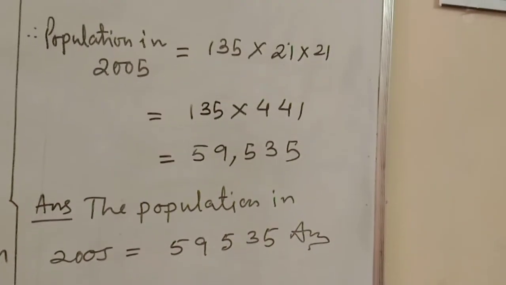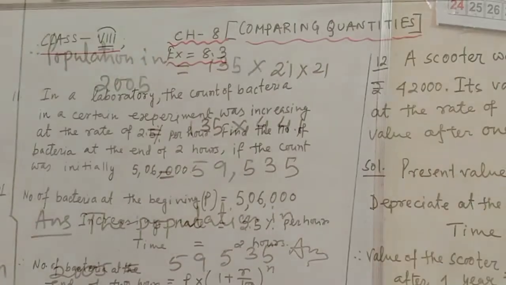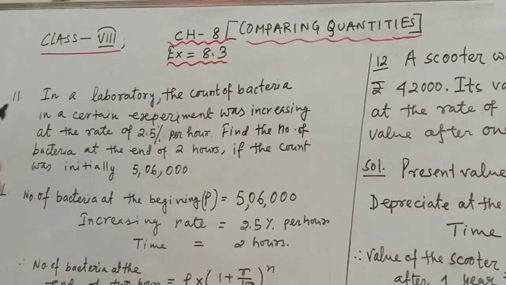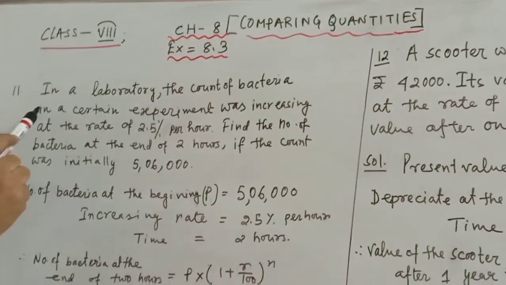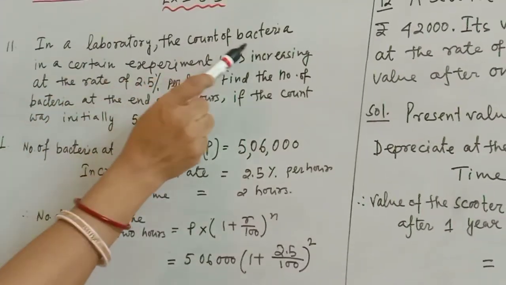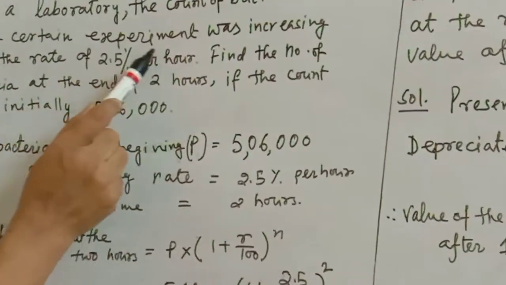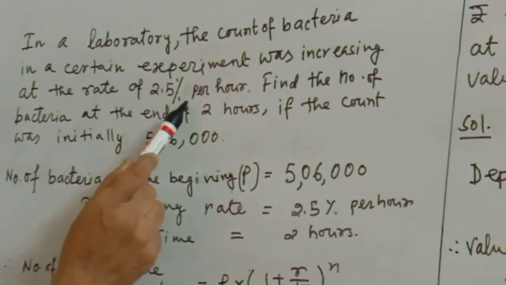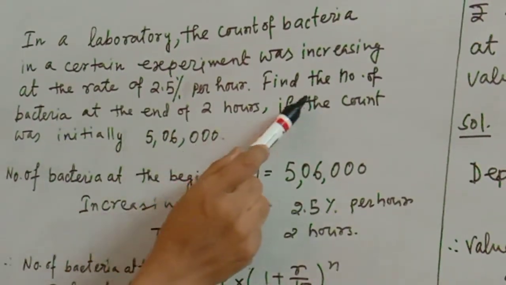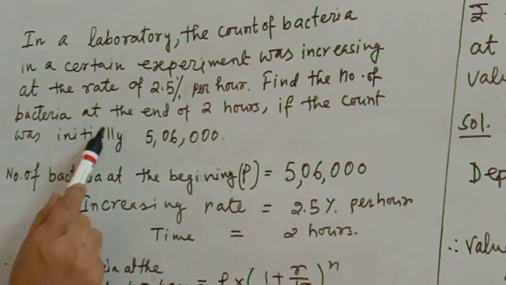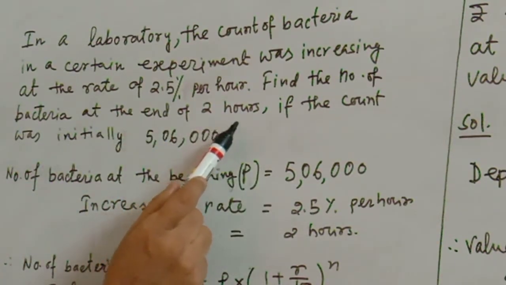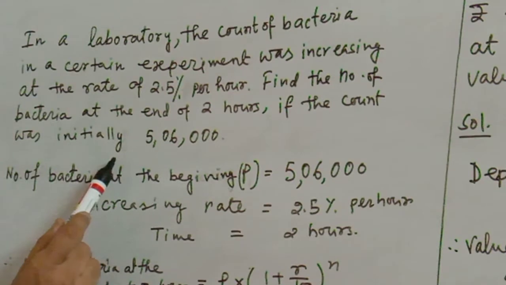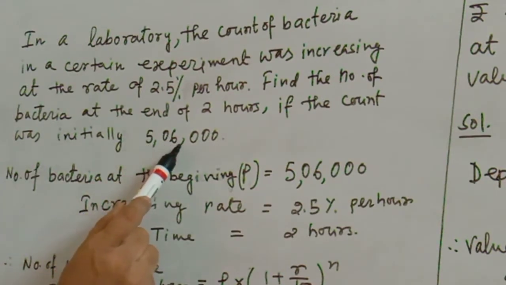Practice this kind of sums. Next sum is, now we will do question number 11. In a laboratory, the count of bacteria in a certain experiment was increasing at a rate of 2.5% per hour. Find the number of bacteria at the end of 2 hours if the count was initially 5,06,000.